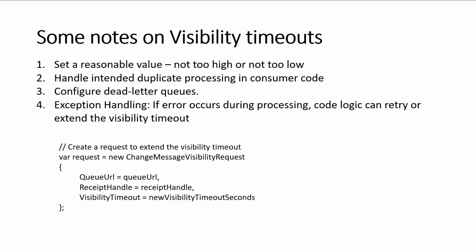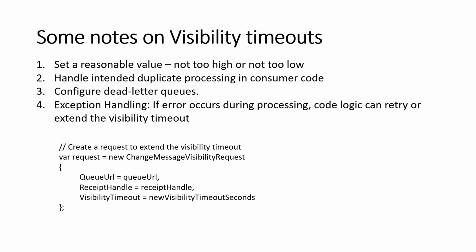And if you set the value too high, and for some reason the consumer code is not able to process that message and throws an exception, it means that the next consumer who would be willing to pick up this message cannot pick it up until that high visibility timeout expires.